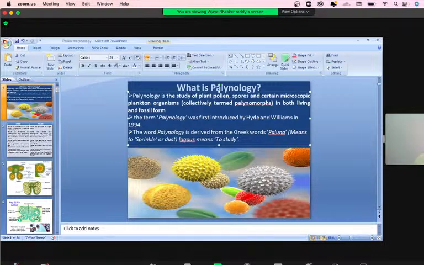Whereas pollen grains are the male gametophyte, and the main aim of this is to fertilize the ovule after pollination and fertilization.